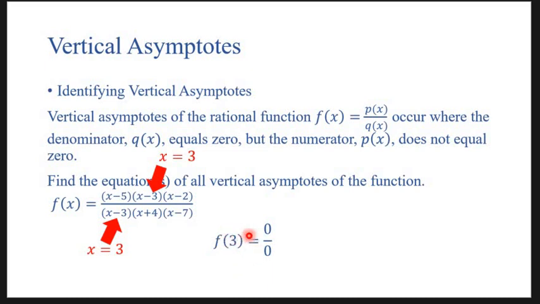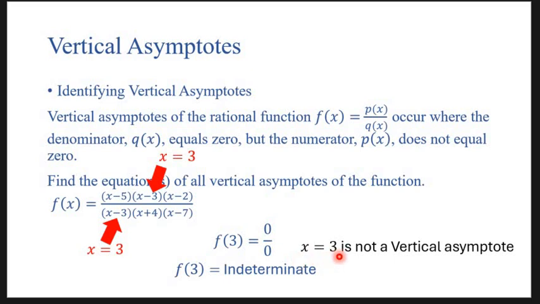And that we said was the indeterminate form. So since f of 3 is equal to 0 over 0, which is indeterminate, we know that x equals 3 is not a vertical asymptote, because for it to be a vertical asymptote, the denominator should equal 0, but the numerator not equal 0, and that's not the case here.